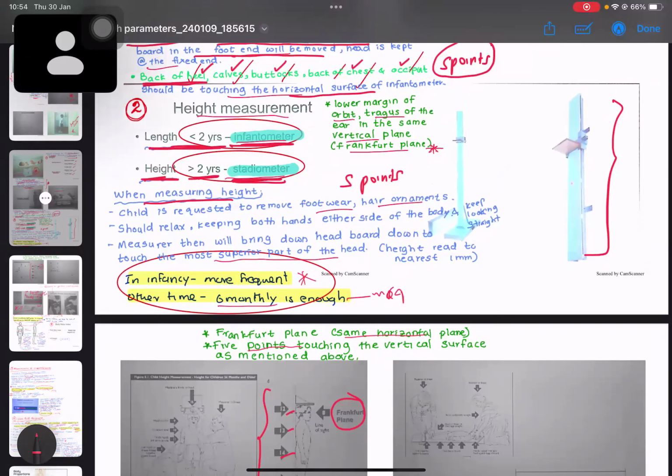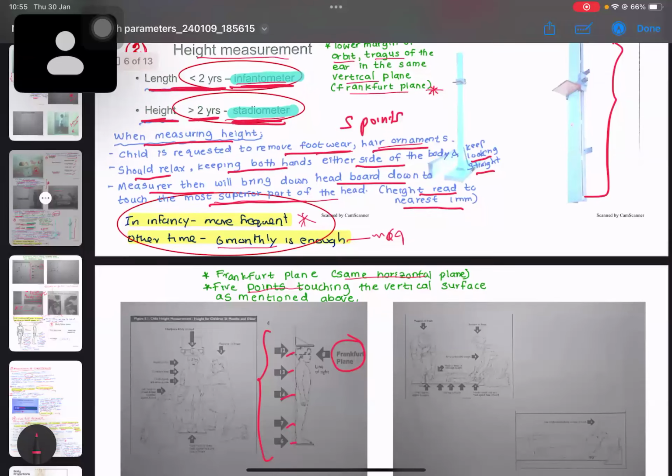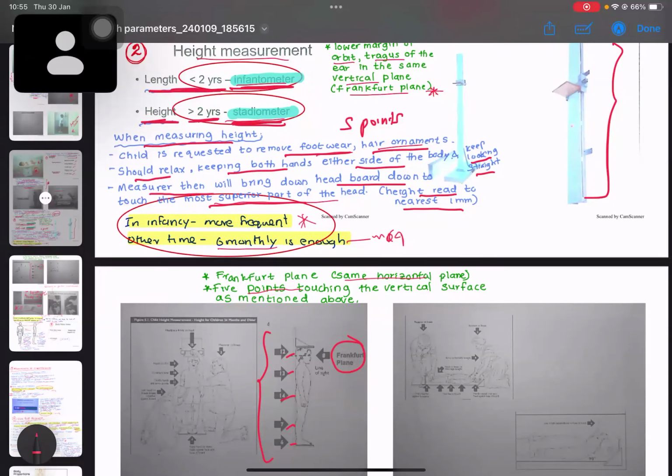When measuring the height, the child is requested to remove footwear and hair ornaments, because they will give a false reading. The child should be relaxed, keeping both hands either side of the body, looking straight. The measurer then brings down the head piece to touch the most superior part of the head, and the height is read to the nearest 1 millimeter. You would have seen measuring with a stadiometer in your clinical practice. They won't ask how to measure, but you should know the 5 points which have to be touched when measuring.